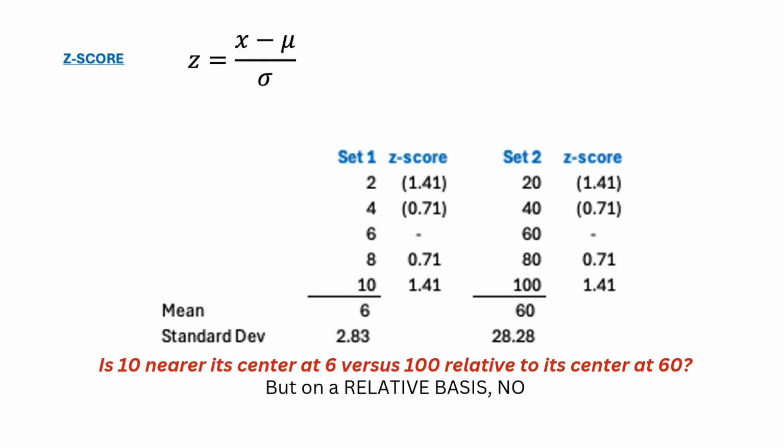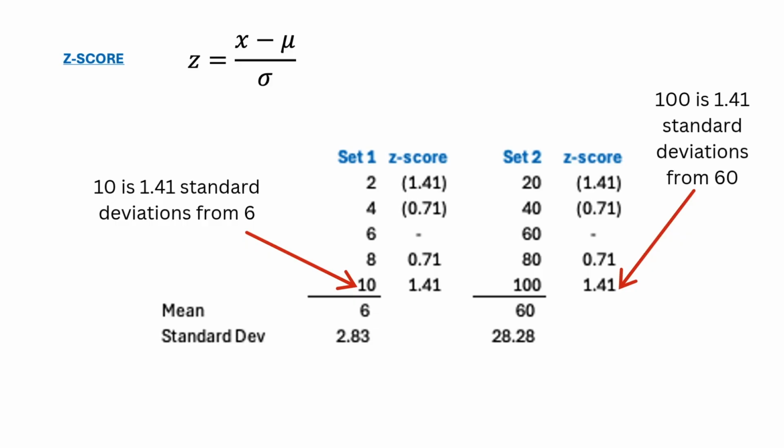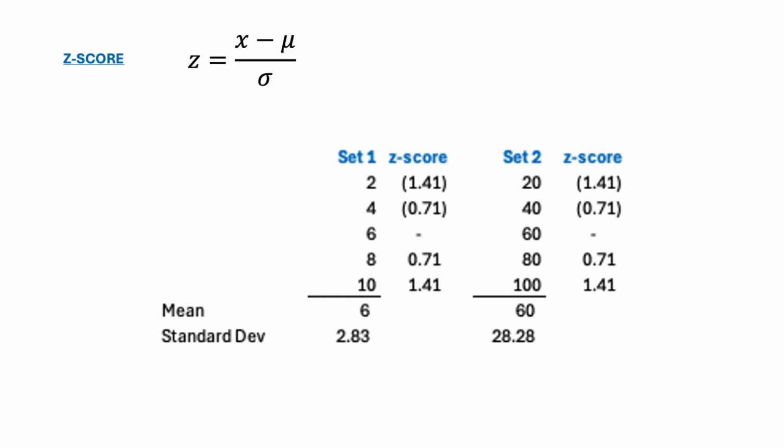Well, how do you know? Intuitively, we know because set 2 is just a multiple of set 1, so they should have exactly the same relative distance. Statistically, we know because, measured in standard deviations, 10 is 1.41 standard deviations away from its center at 6, while 100 is 1.41 standard deviations away from its center at 60. Get it? Okay, so where do we go from here?